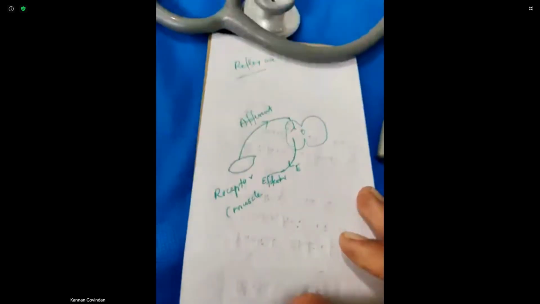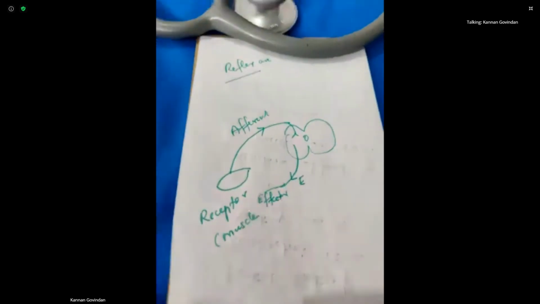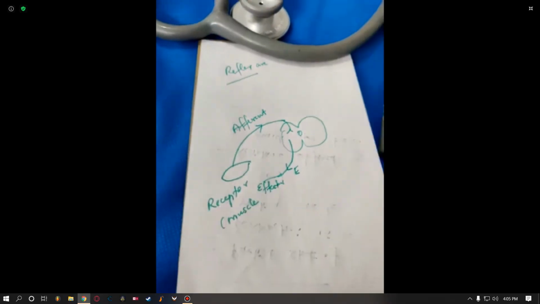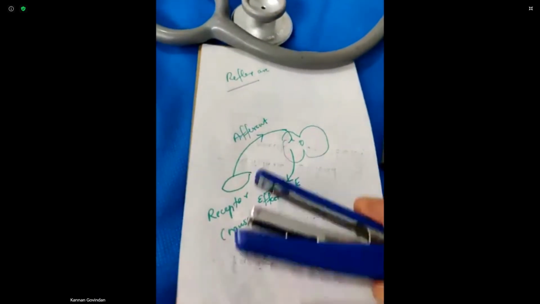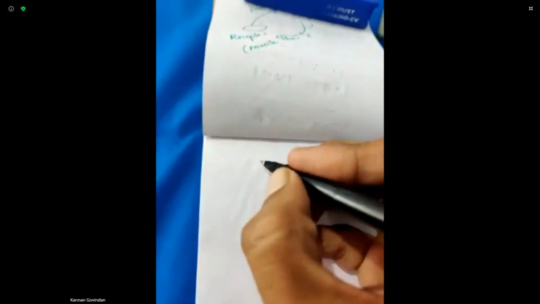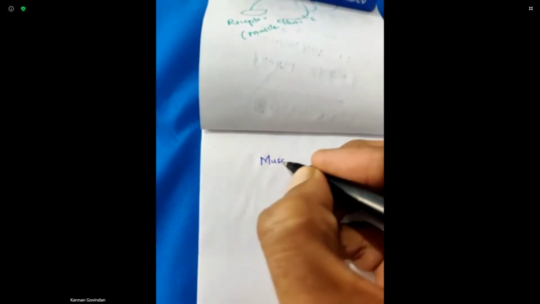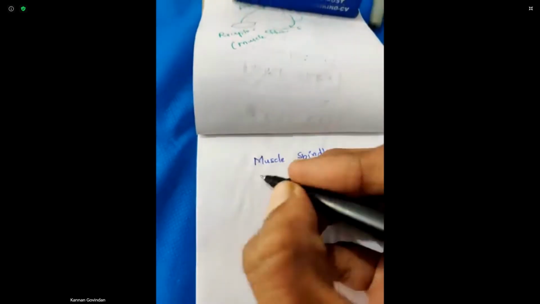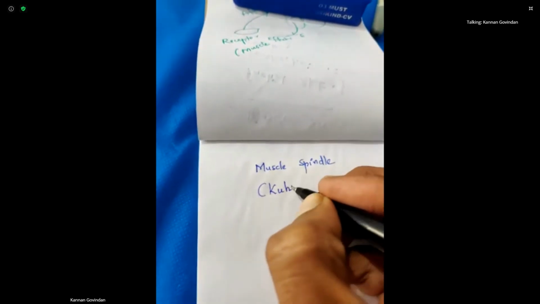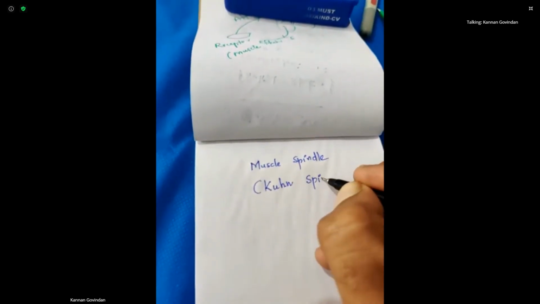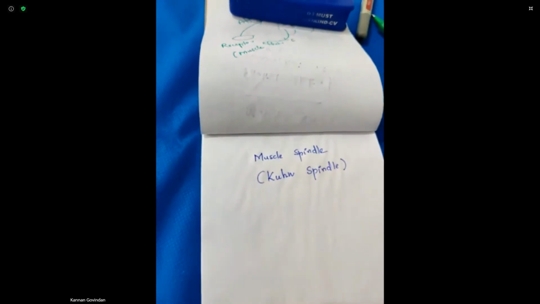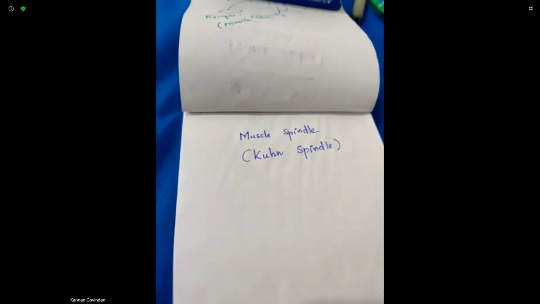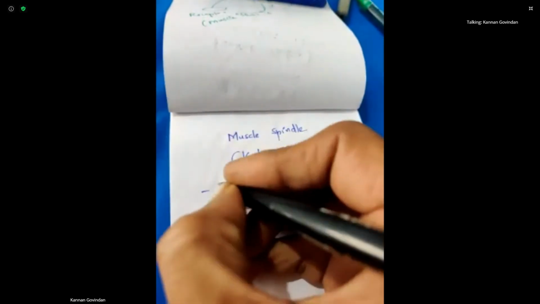I think these things will be very thorough in your lower classes itself. To understand in detail about muscle spindle and muscle tone, you have to be thorough with the structure of the muscle spindle. This is a bit tough topic, a little bit confusing topic also. Let's see in detail. Muscle spindle, otherwise called as cone spindles. These muscle spindles are special organs which are present in almost all skeletal muscles.